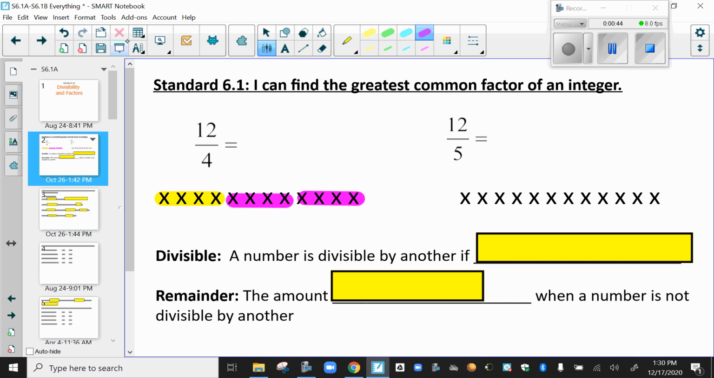It didn't change colors. There's a group of 4. All right. So how many groups of 4 did we get? We got 3. 12 divided by 4 is 3, right? That's division, right? We're going to put 12 into groups of 4, see what's left. What happens if we do that with groups of 5? What are we going to get? So let's start with it again.